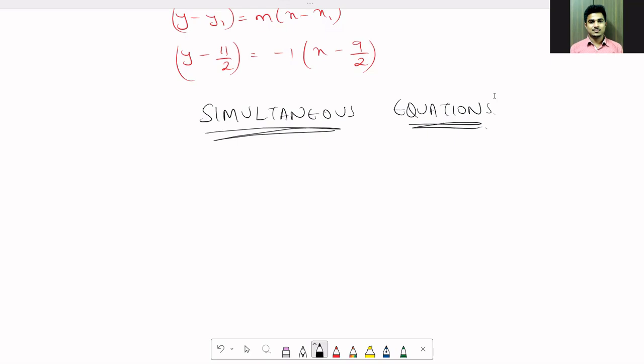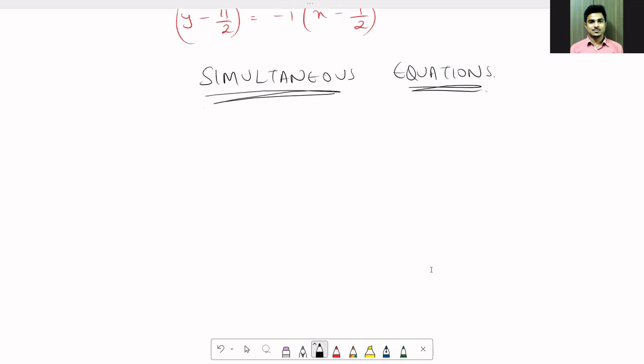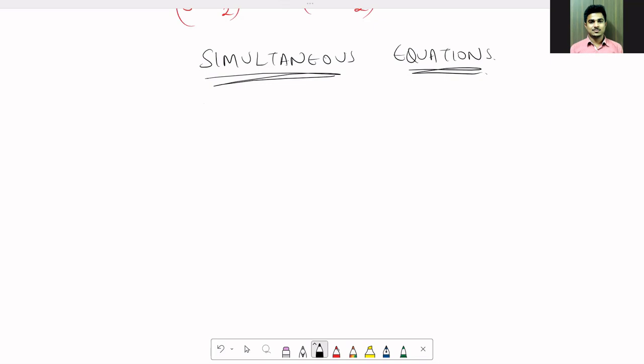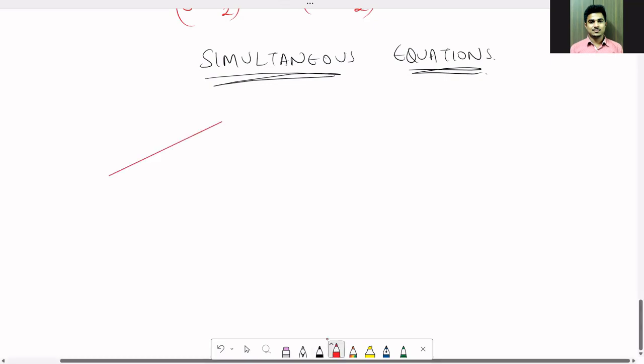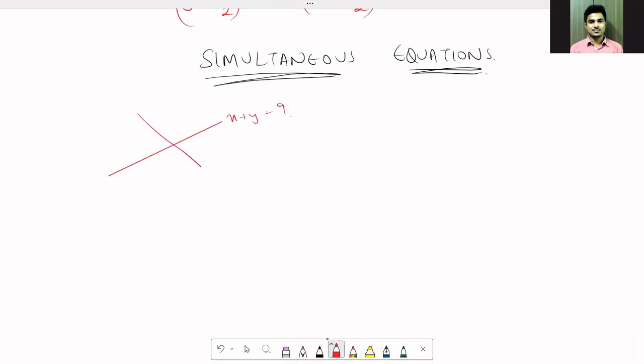So what exactly do we mean by simultaneous equations? Why do we solve them? And after solving them, what exactly do we get? Okay. So guys, let's say I have been given two different lines. This is a random line that has the equation x plus y is equal to 9. This is another random line that has the equation x minus y is equal to 5.